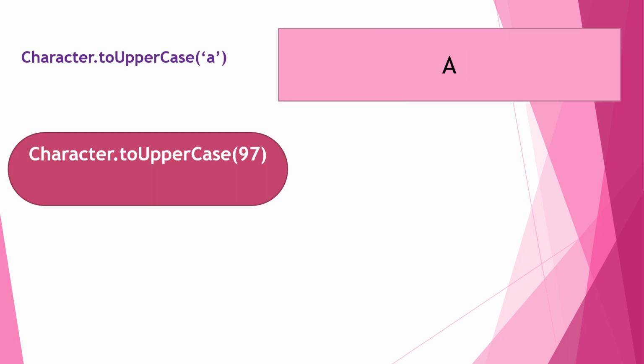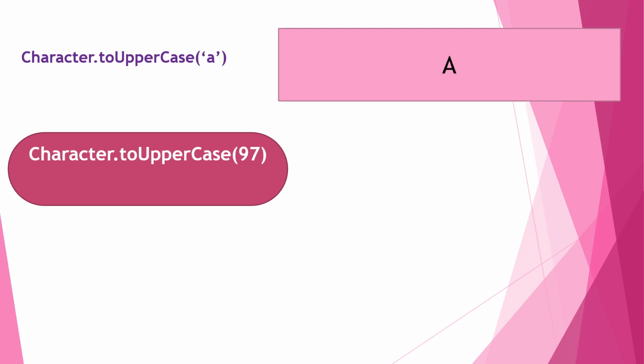For the second example, see Character.toUpperCase(97). When numbers are given in bracket, we have to think about the ASCII code of capital letters and small letters. Capital letters ASCII code will start from 65 to 90, that is capital A 65, capital B 66, up to 90, capital Z. And small a from 97 to 122, that is small a is 97, small b is 98, up to 122.